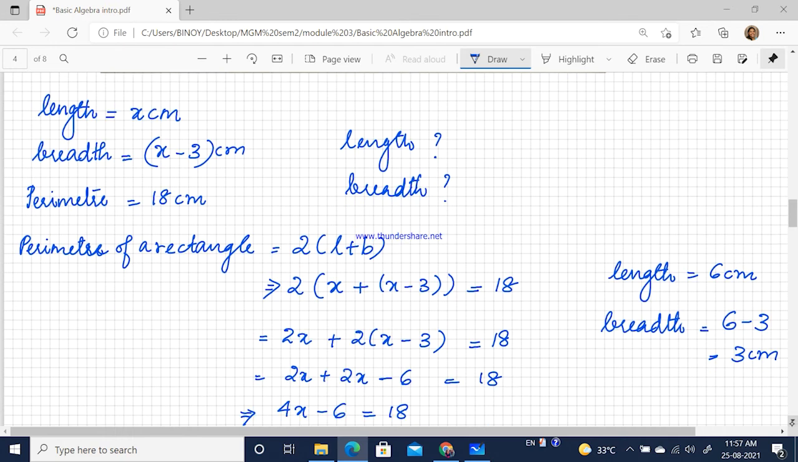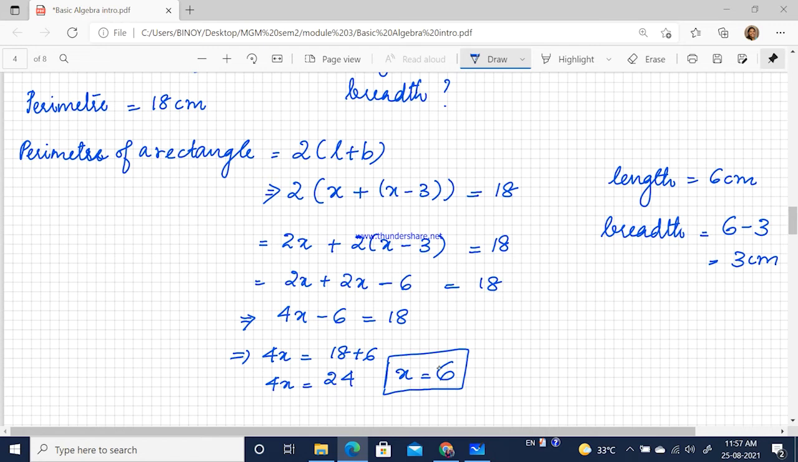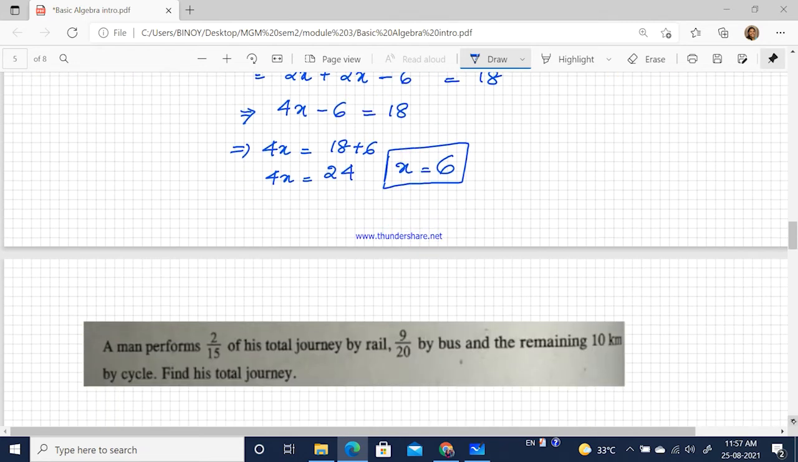So when you expand the 2, you get 2x plus 2x minus 6 is equal to 18. So 4x minus 6 is equal to 18. So 4x is equal to 18 plus 6, you will get 24. So x is equal to 6. We have substituted length as x, so it is 6 centimeter, and breadth is 6 minus 3, so it is 3 centimeter. So length and breadth is given as 6 centimeter and 3 centimeter.